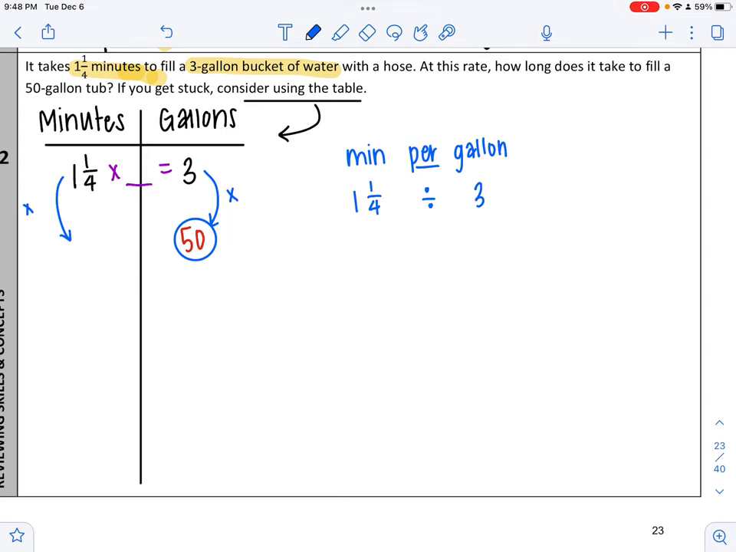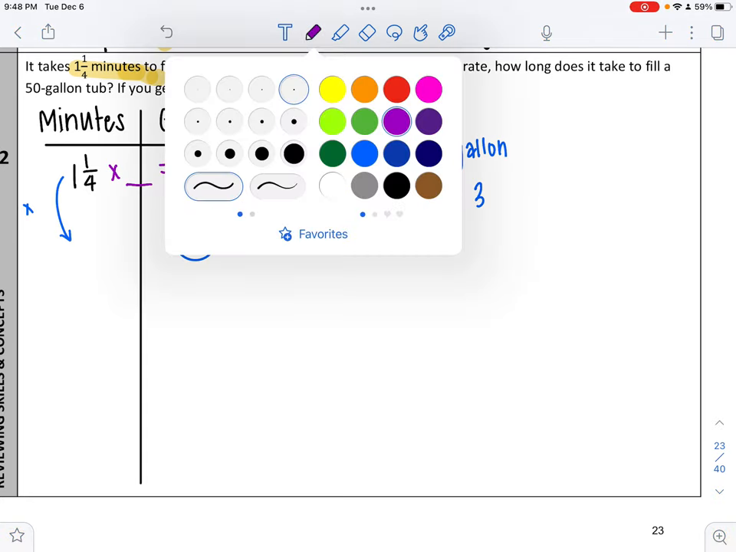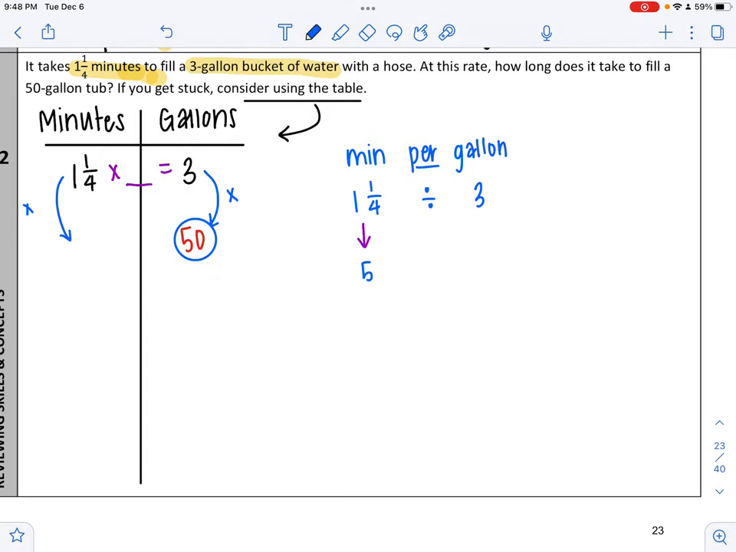the unit rate. Remember that to divide a mixed number, I need to change it to an improper fraction. 1 times 4 is 4, plus 1 is 5, so I have 5 over 4, divided by 3, and the whole number 3 is simply 3 over 1. I can keep change flip, 5/4 times 1/3, which gives me 5/12 of a minute per gallon.